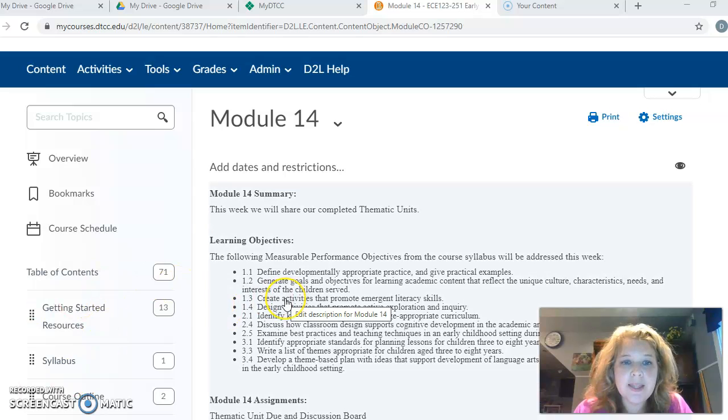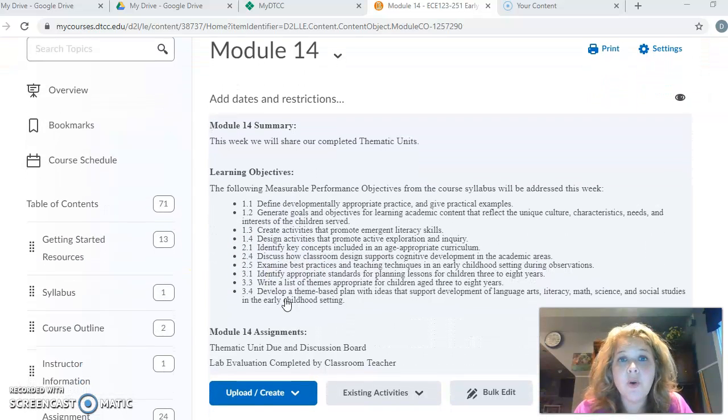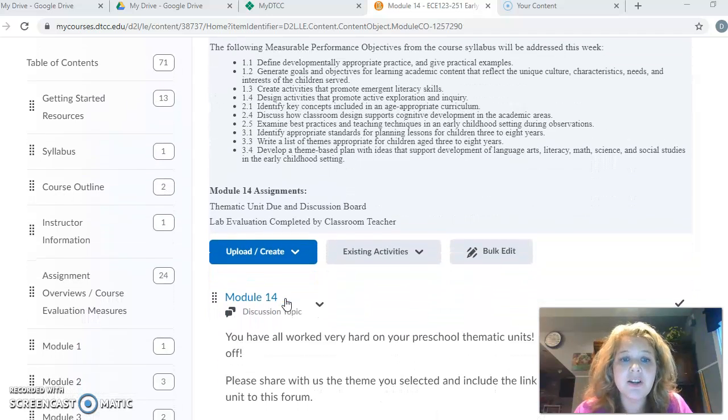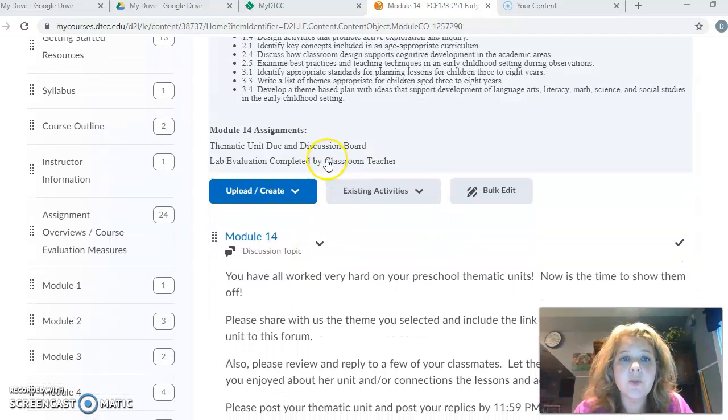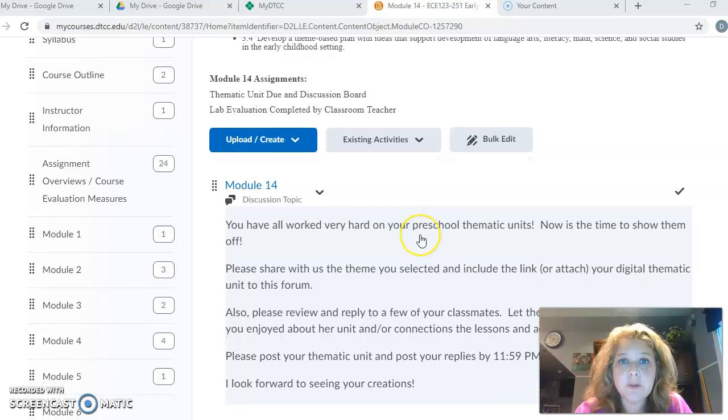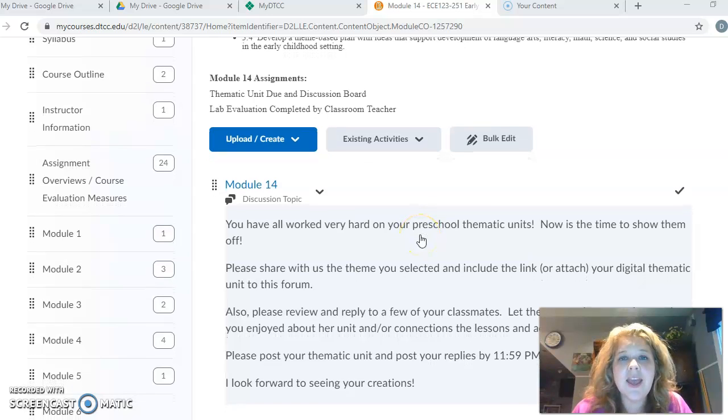So this week, like I said, our whole focus is on our thematic units, finishing those up, submitting them, and sharing them with each other. So this week's assignments are your complete thematic unit and posting it on the discussion board to share with your classmates and then to reply to a classmate.